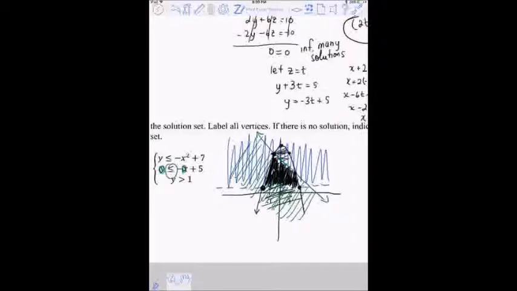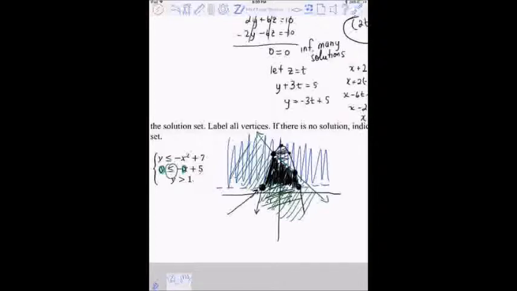But now we need to label the vertices. These points here that outline that solution set. So this point here, that point is an intersection of that inequality y equals 1 and that inequality y equals negative x squared plus 7. Those are the two graphs that are intersecting to form that point.